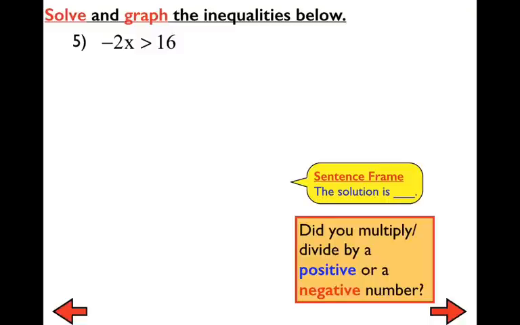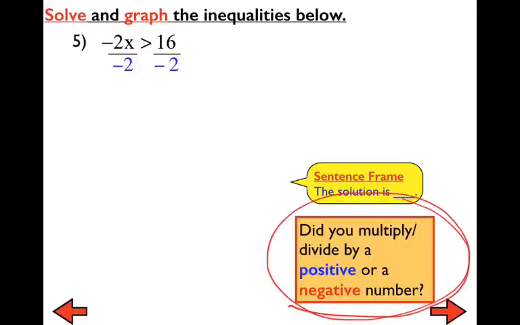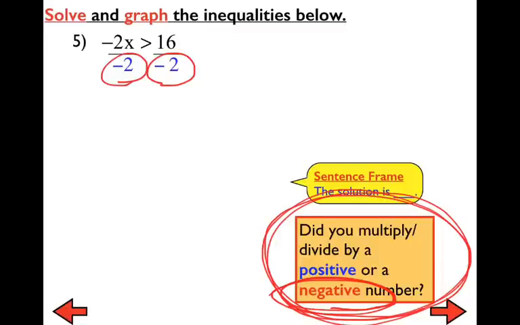To solve this inequality, the inverse operation to multiplying by negative 2 is to divide both sides by negative 2. Once again, we are asking ourselves this question: did we multiply or divide by a positive or a negative number? And for the first time, we have divided by a negative number. Anytime you multiply or divide by a negative number, that's when we have to flip the inequality symbol. And we can see right here we are dividing by a negative number.